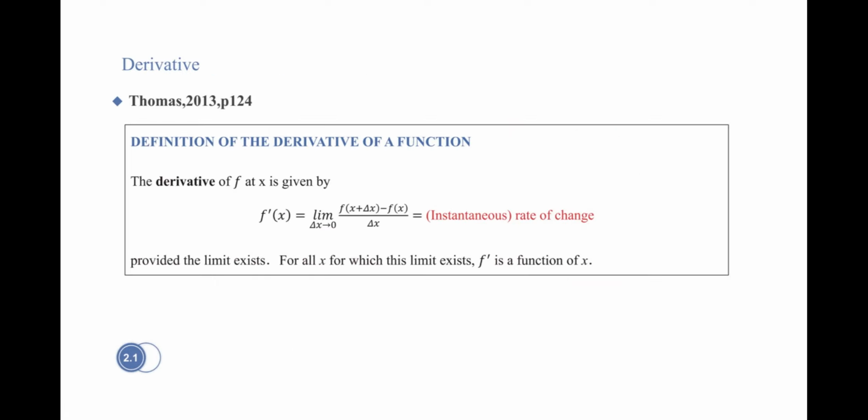Definition of the derivative. The derivative of f at x is f prime of x equals the limit as delta x approaches 0 of f of x plus delta x minus f of x, all divided by delta x. This is the same idea as before. The expression inside the limit is the average rate of change. After taking the limit, it becomes the instantaneous rate of change. So f prime of x means the slope of the tangent line to y equals f of x at x. The derivative only exists when the limit exists.